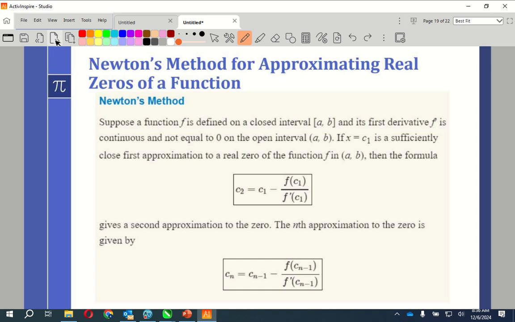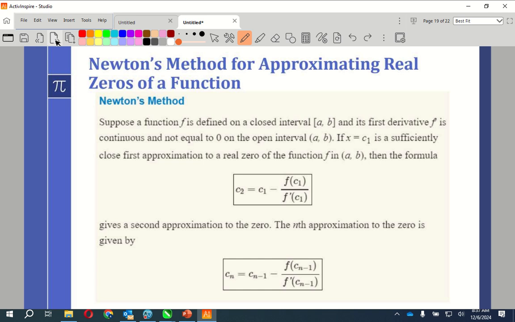So what does that mean if it's continuous and not equal to 0? Think about derivative. What does a derivative give me? The slope, right? Basically, it's the slope of a line. So it's the slope of a tangent line, right?